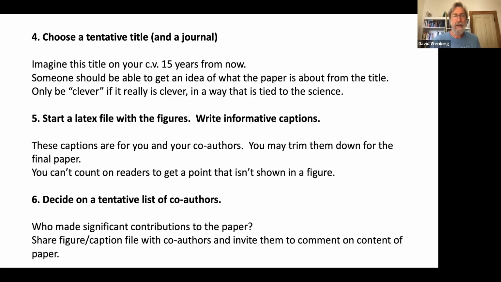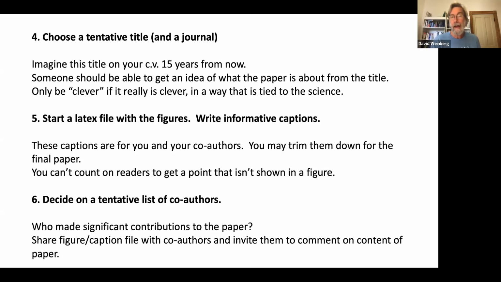And on clever titles with puns or jokes, my advice would be clever if it really is clever, and if it's clever in a way that is tied to the science that you're doing. So a good title can make your scientific point memorable in a way that it might not otherwise be memorable.